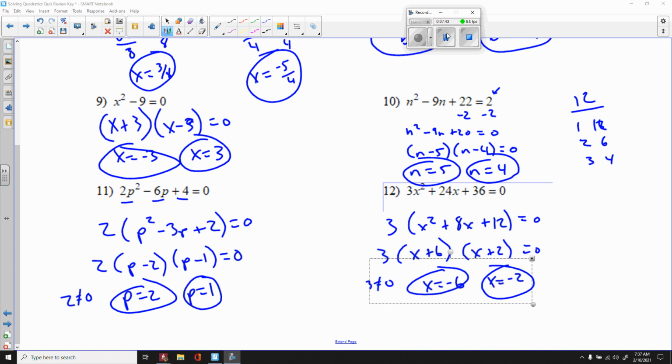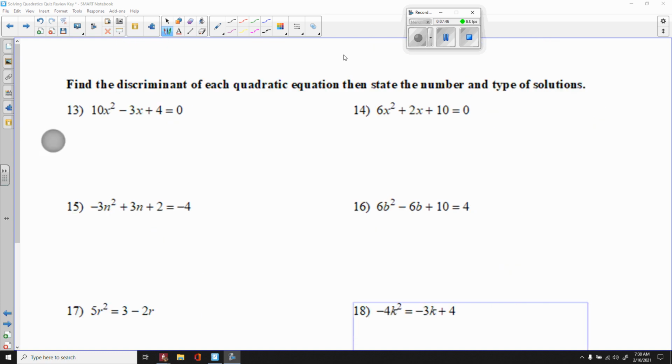Check out the next section. The next section is just finding the discriminant. And once I find the discriminant, how many and what type of solutions? Remember, set equal to 0. A is 10. B is negative 3. C is 4. All right, b squared, negative 3 squared minus 4ac.